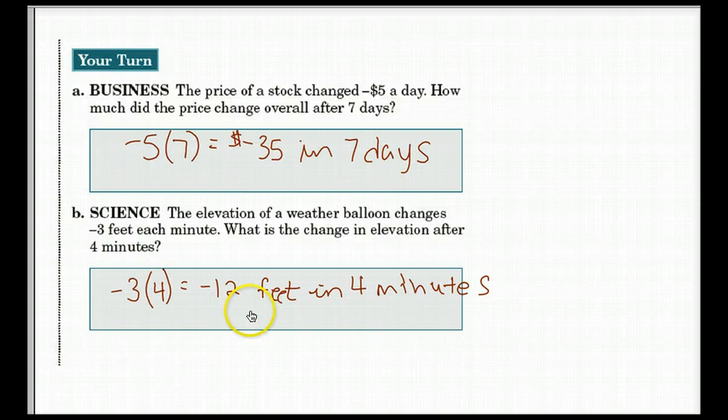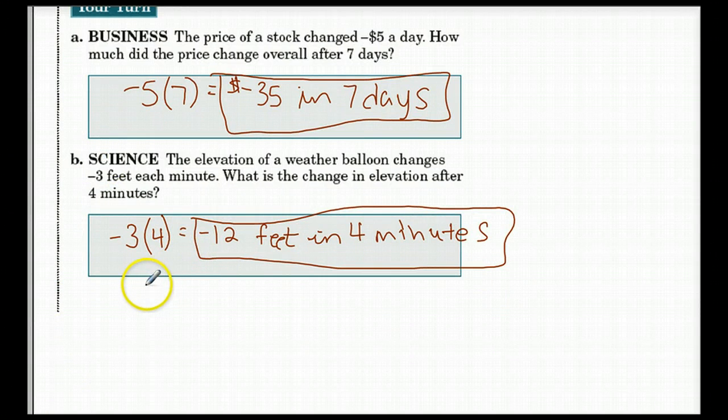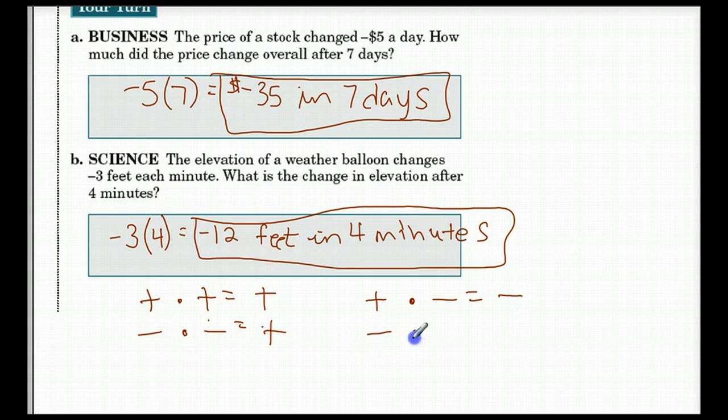Okay, so this should be your answer. You should have gotten negative 12 feet in 4 minutes for B, and negative $35 in 7 days for A. So, not too shabby. Just remember, when it's a positive times a positive, it equals a positive. When it's a negative times a negative, it equals a positive. Same sign, same sign. When it's a positive times a negative, you're going to get negative. Negative times a positive, you're going to get negative.